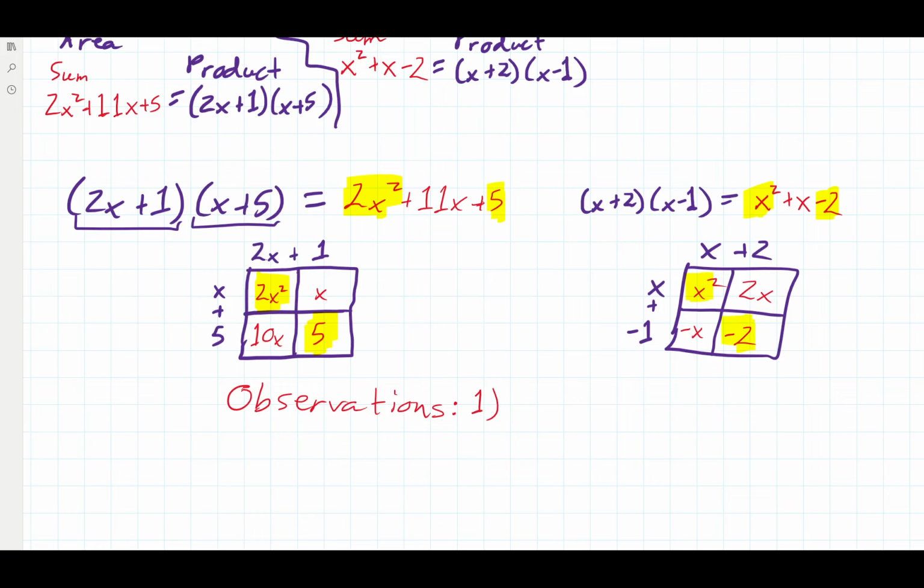So my first observation here is that the x squared and the constant term, again, the constant term just means the term that does not have an x attached to it, appear in the generic rectangle.